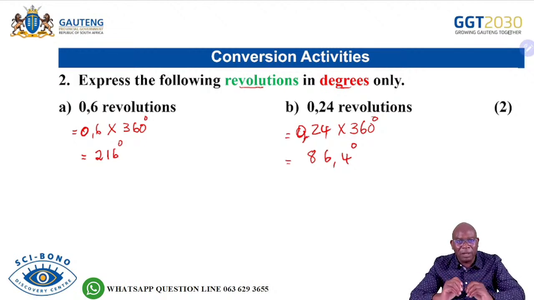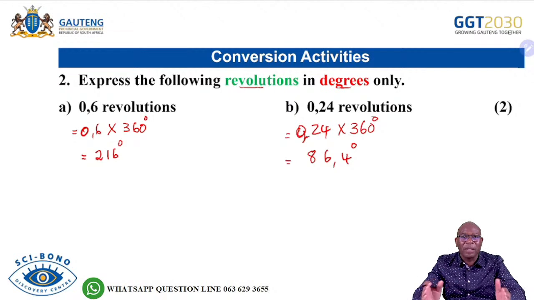These activities are very important. Remember, in your question paper at the end of the year, you're not going to be asked these questions like this. You'll have a question in context to say, if you've got this, you're given the revolutions. At the end, they will say, give your answer in degrees. So you must know how to change it. If you're given degrees, you must change that to revolutions, so you must know what to do to change those to revolutions.